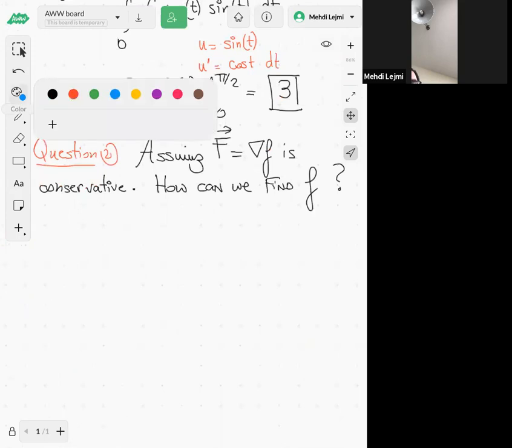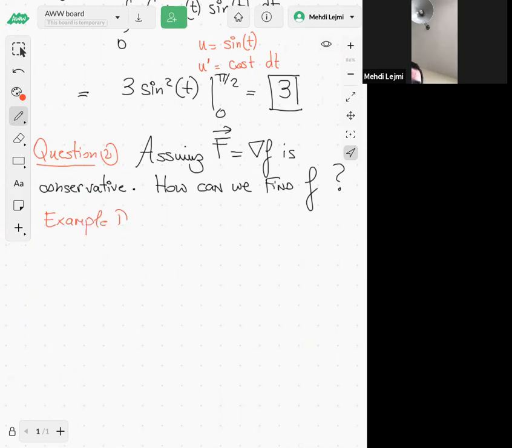So examples. Example 1. I'm going to start with a 2-dimensional example. So this is again the same vector field we have in the exercise. So F is just 2xy plus cosine of 2y, and then x squared minus 2x sine of 2y.